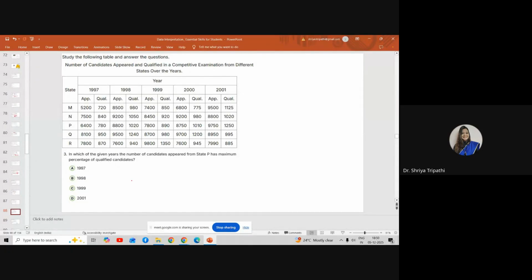In which year the number of candidates appeared from state P has maximum percentage of qualified candidates?